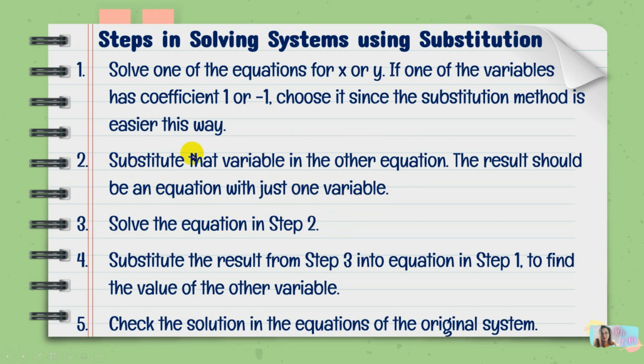So i-continue natin kung ano yung nandito sa ating step number 2. And then step 4, substitute the result from step 3 into the equation in step 1 to find the value of the other variable. So yun daw pong nakuha nating value sa step number 3, isa-substitute natin dun sa ating nakuhang equation sa step number 1. And then wag na wag pong kakalimutan to check the solution in the equations of the original system. Wag po nating kalimutang i-check kung tama nga ba yung nakuha nating ordered pair doon sa ating system of linear equation.